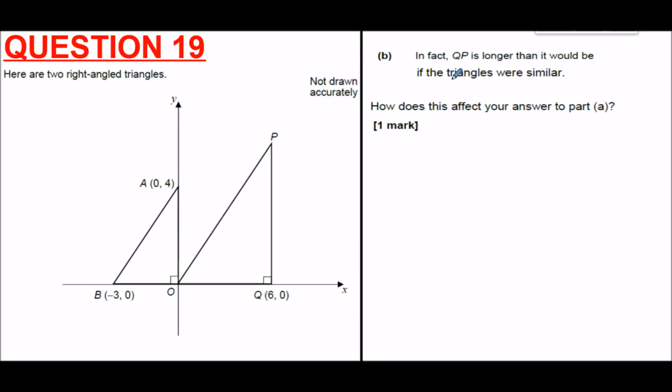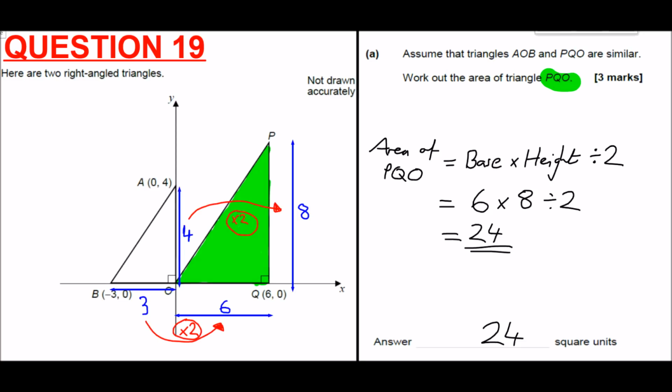Part B, it says, in fact, QP is longer than it would be if the triangles were similar. So how does this affect your answer to Part A? So instead of QP being as it is, we're saying QP would be longer. So if I just go back to the original shape for a second, the original triangle, if QP was longer, instead of it being this green triangle, we'd be looking at something like this.